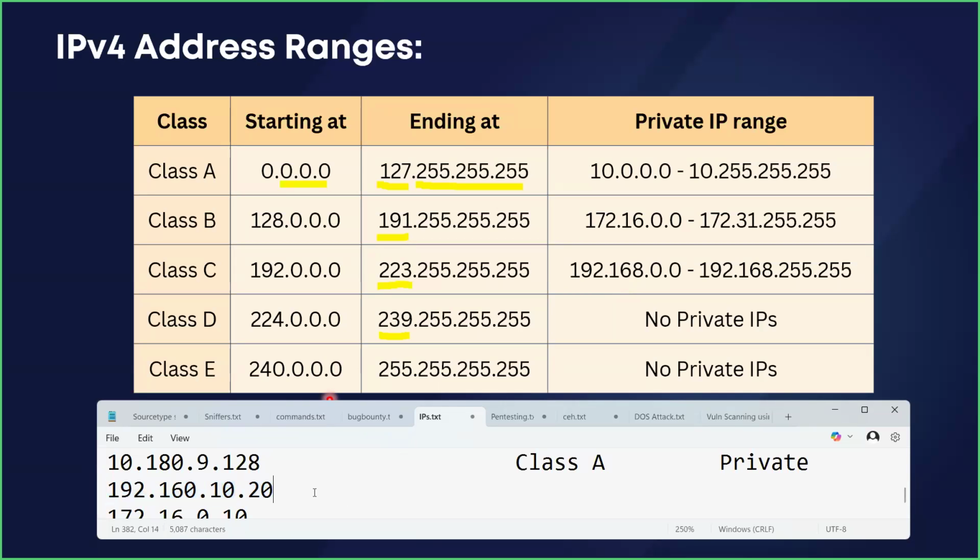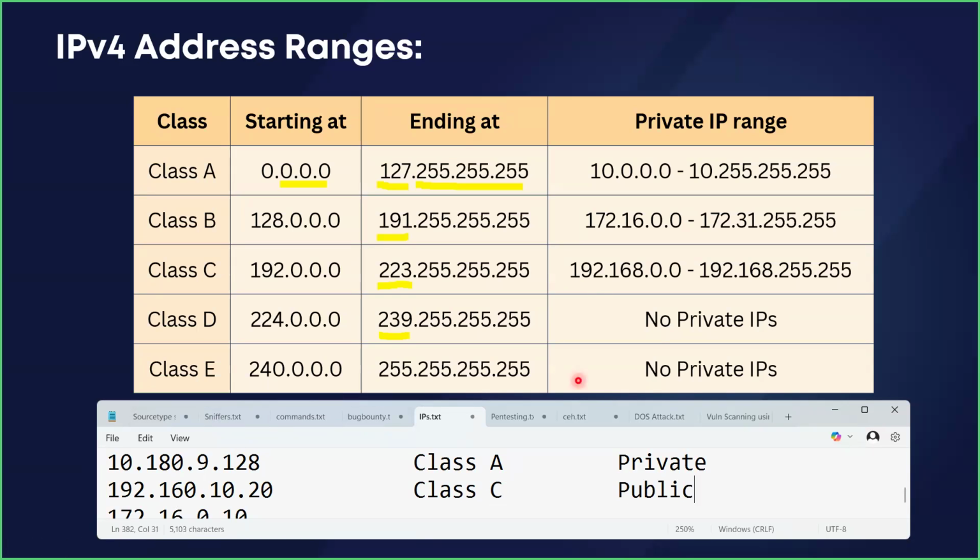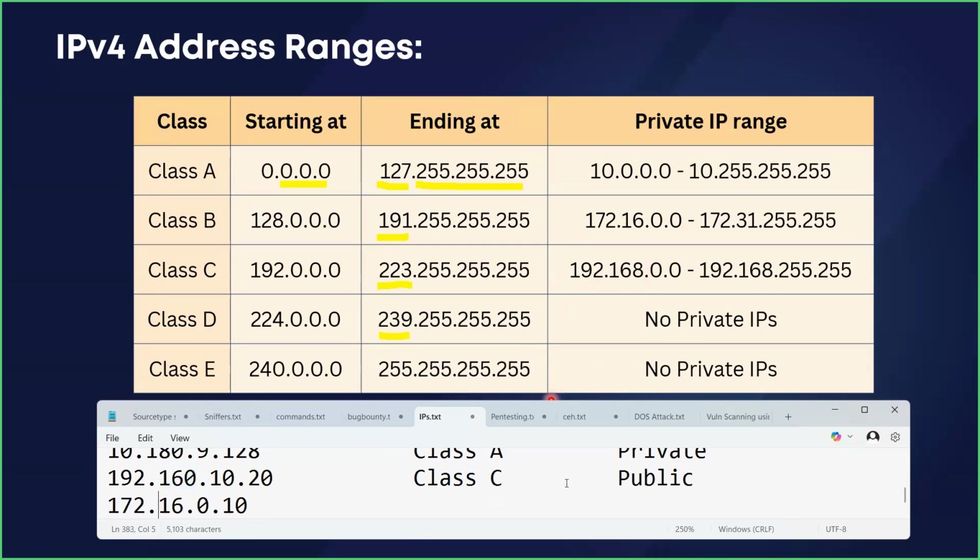192.160.10.20. Which class is this, guys? Class C. Perfect. And this is a public IP. Why is it public? Because the first octet is 192. That seems to match. But the second octet is 160, which is outside the range. Hence, it's a public IP. Next one, 172.16.0.10. Perfect. Class B and private. Next one, 173.100.100.200.